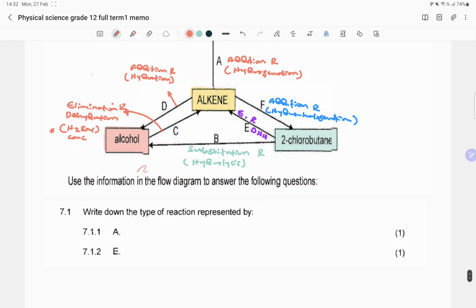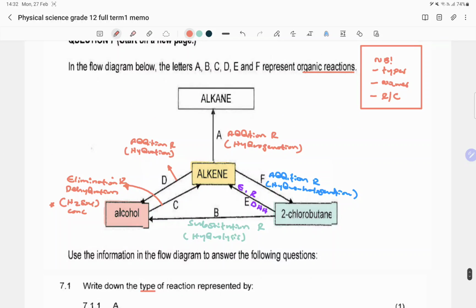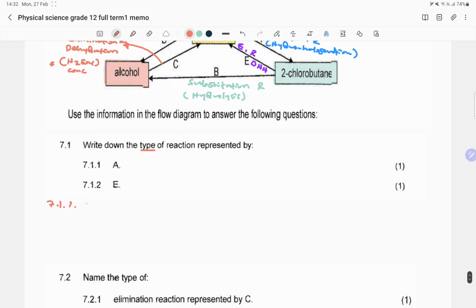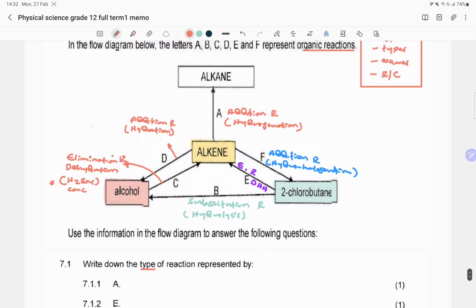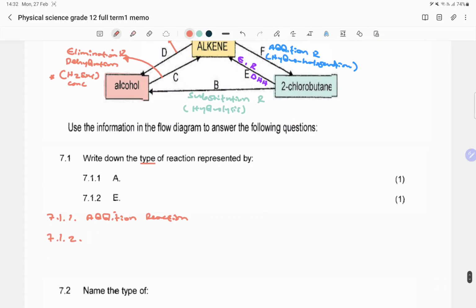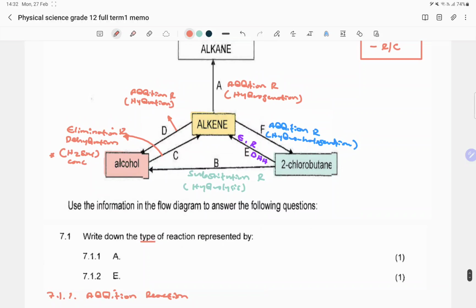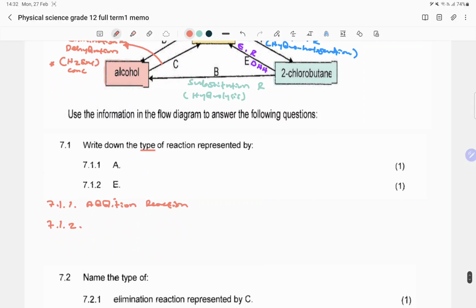Now use the information in the flow diagram to answer the following questions. We've got 7.1.1. Now write down the type of reaction represented by A. So we can see that A is an addition reaction. 7.1.2. And then what are we looking for? Reaction E. Where is E? So reaction E, you can see it's an elimination reaction.